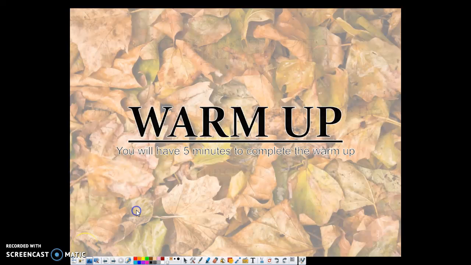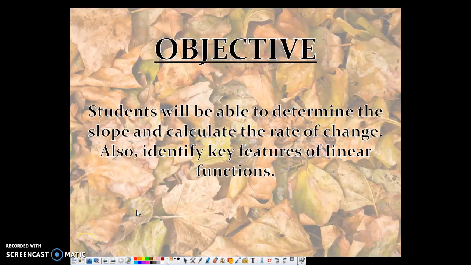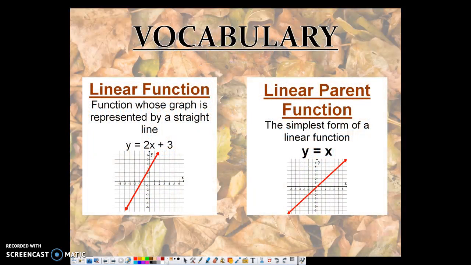Okay, so let's get started on our lesson. Today, students will be able to determine the slope, calculate the rate of change, and identify key features of linear functions. A linear function is a function whose graph is represented by a straight line. If it's a straight line, it's a linear function. The linear parent function is y equals x, always. Before we ever touch it or do anything to it, it is y equals x.